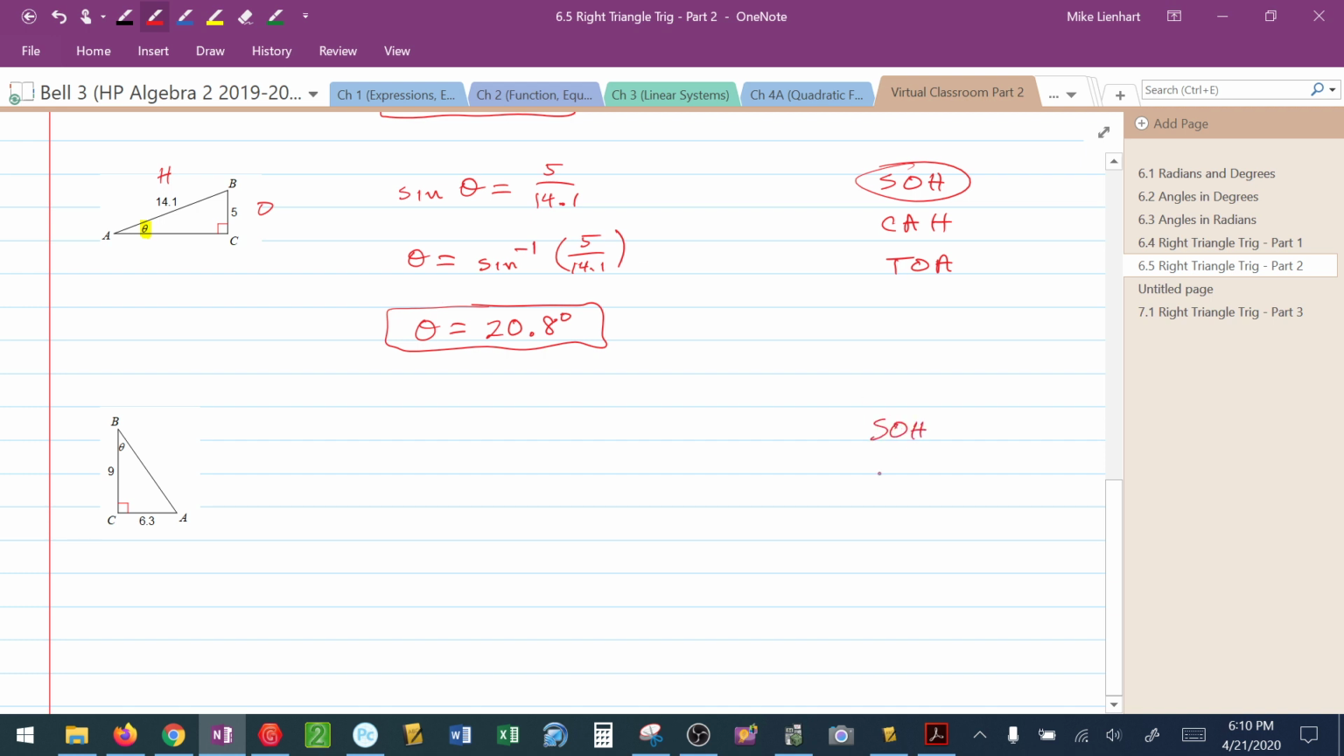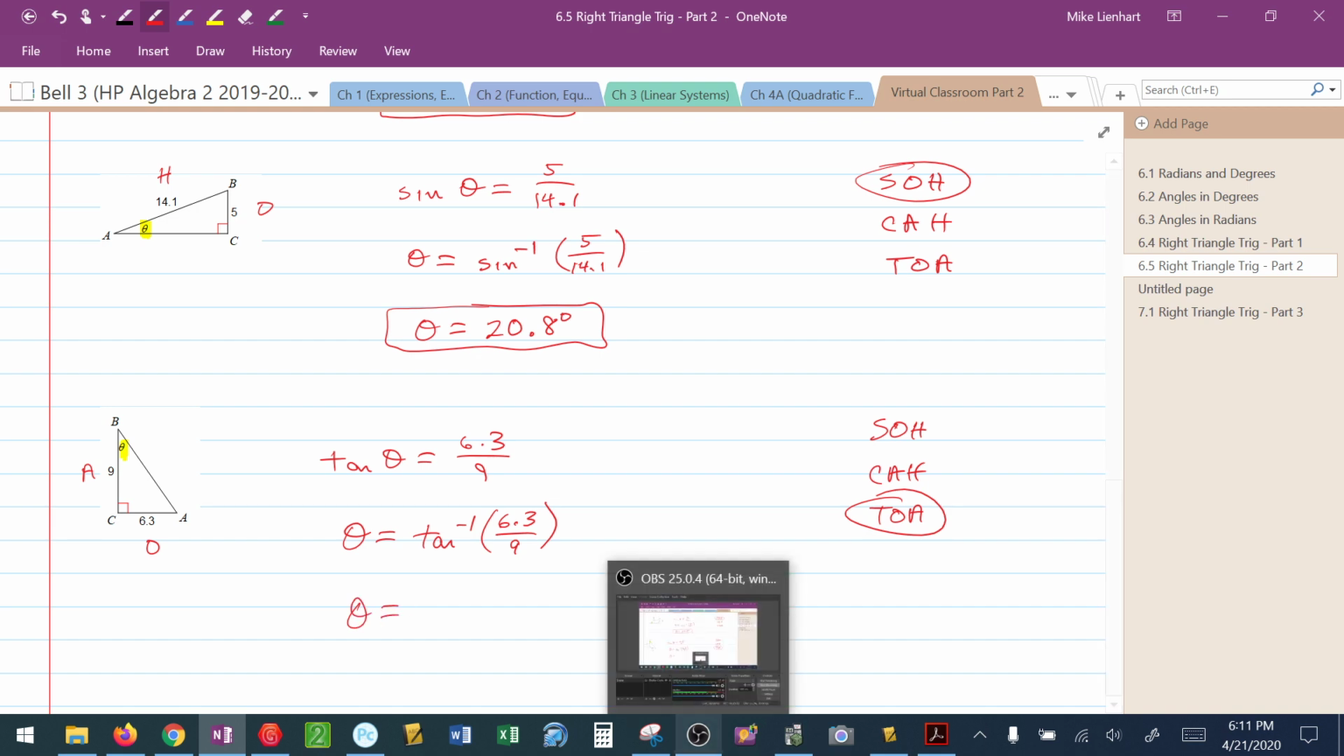All right, let's do one more. SOHCAHTOA. All right, from theta, 6.3 is opposite, 9 is adjacent. That's telling me toa or tangent. So the tangent of theta is 6.3 over 9, which means theta is going to be the inverse tangent of 6.3 over 9. Round theta to the nearest tenth.